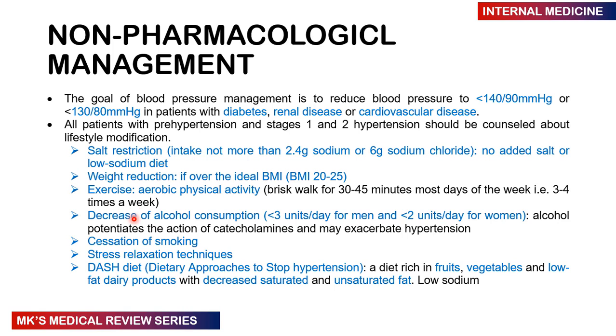They should decrease their alcohol consumption to less than 3 units per day for men and less than 2 units per day for women. And of course, remember that alcohol is going to potentiate the catecholamines and it's going to exacerbate hypertension. If they do smoke, you tell them to stop smoking. You can also advise them to take up some stress relaxation techniques. For example, getting some leave days from work, going for some vacations, doing yoga and meditation, those kind of things.